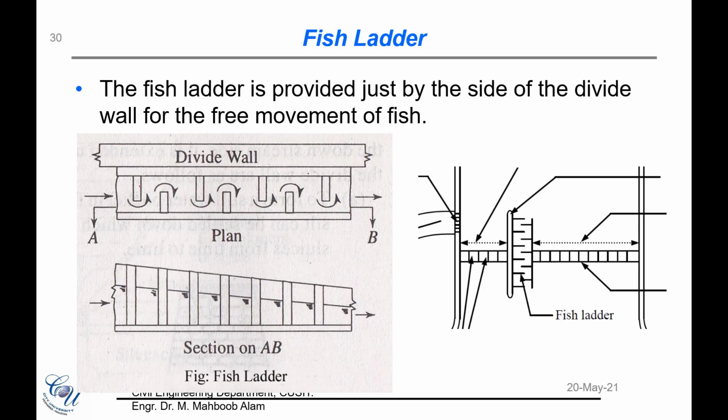So you have these kinds of structures, the divide wall, and then these small wall structures which make sure that the water is flowing from one section to another. This is the section of this particular structure, where A is on the upstream side and B is on the downstream side. So depending upon the season, the fish can move either this way, or from the downstream side to the upstream side.